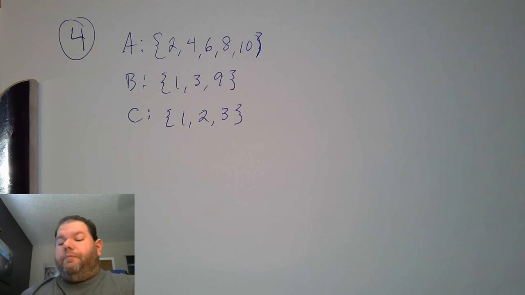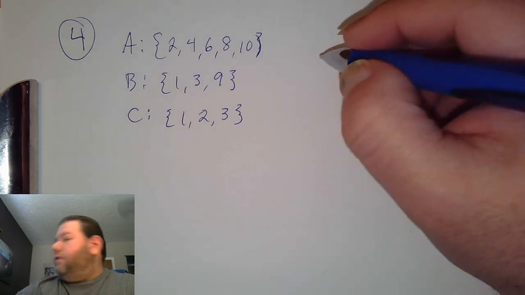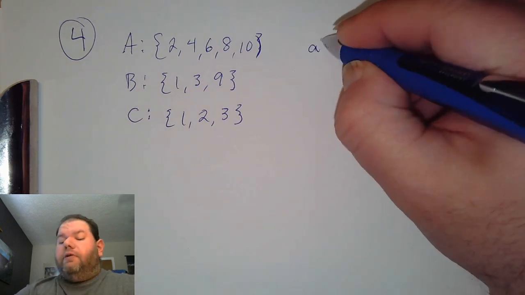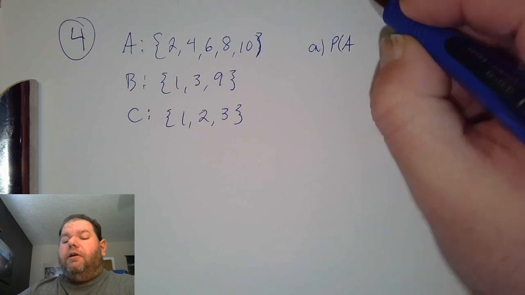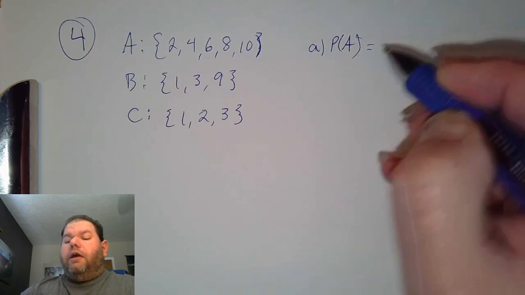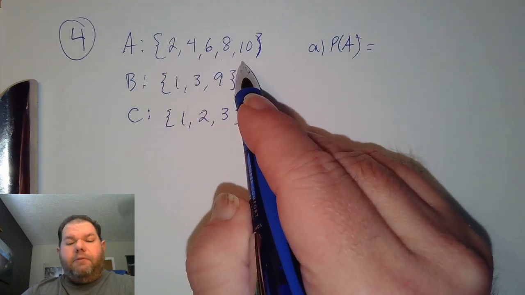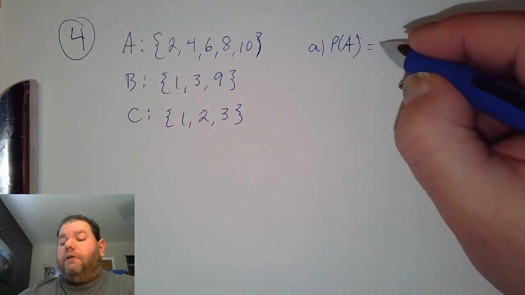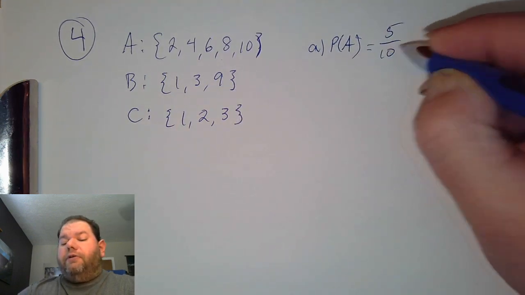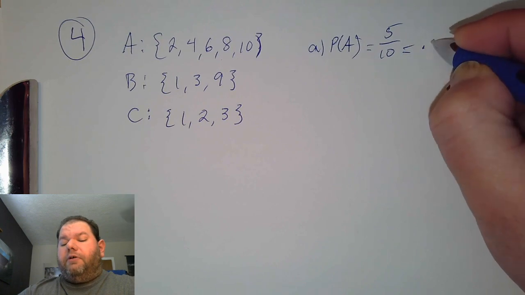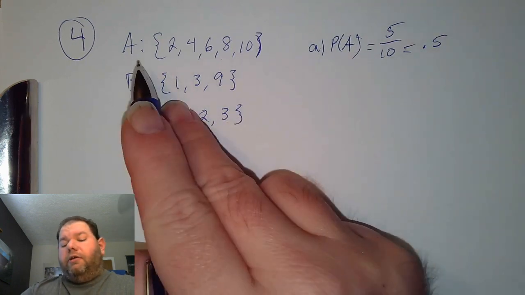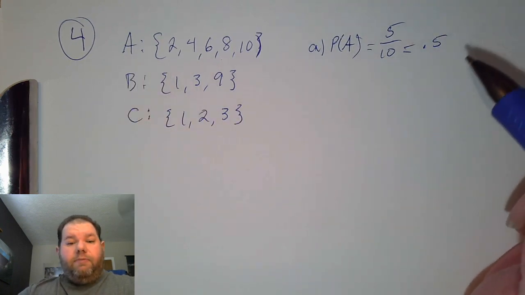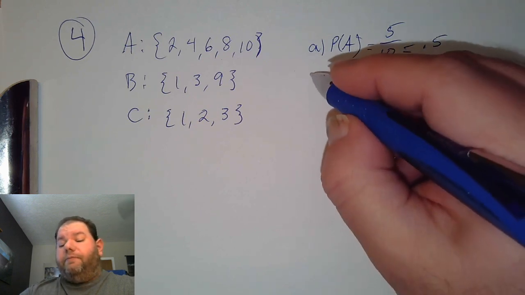Okay, so we want the probability of each of these first. So the probability of event A has 5 outcomes possible where it's successful out of 10 total outcomes, so there's really a 0.5 probability that event A would be true or successful.